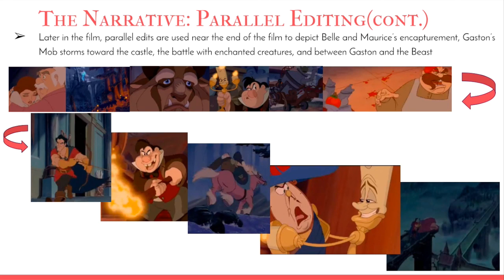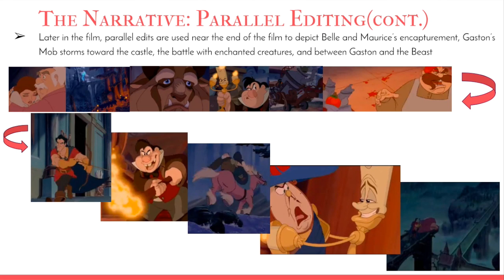Then you see Beast just ultimately giving up. Then the mob goes to the castle, and their initial fight with the enchanted creatures ensues. And then you have that strange apparatus that saves Belle and Maurice. And then again, that fight continues. So that first line is still parallel editing, but it's setting up and preparing the viewer for the next set of parallel editing.